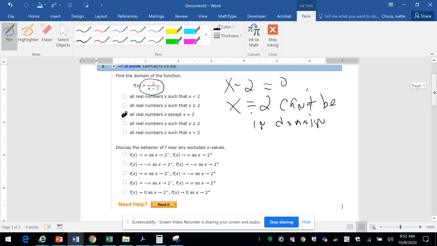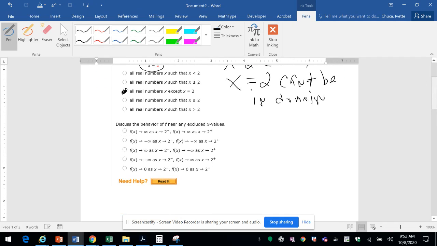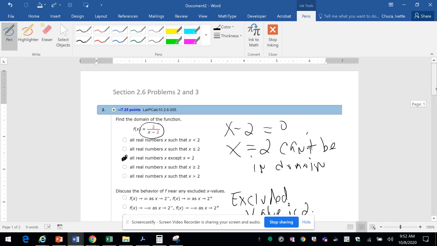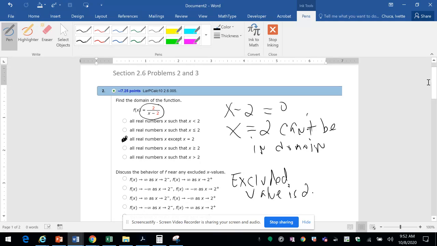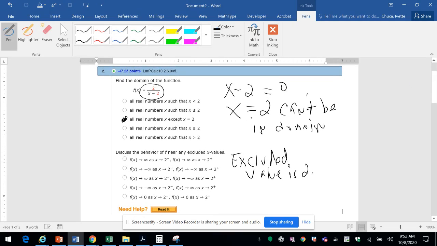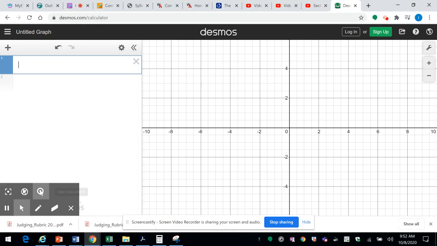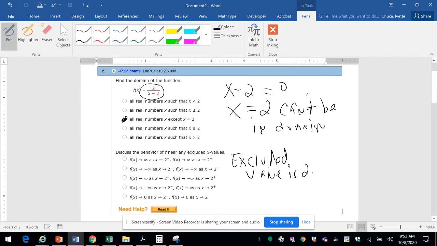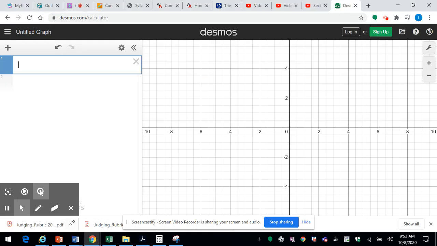For letter B, it says discuss the behavior of f near any excluded x values. So our excluded value is 2. Okay, so to help us with this, you want to take that function and graph it. I'm going to go ahead and use decimals. So the function is 2 divided by x minus 2.